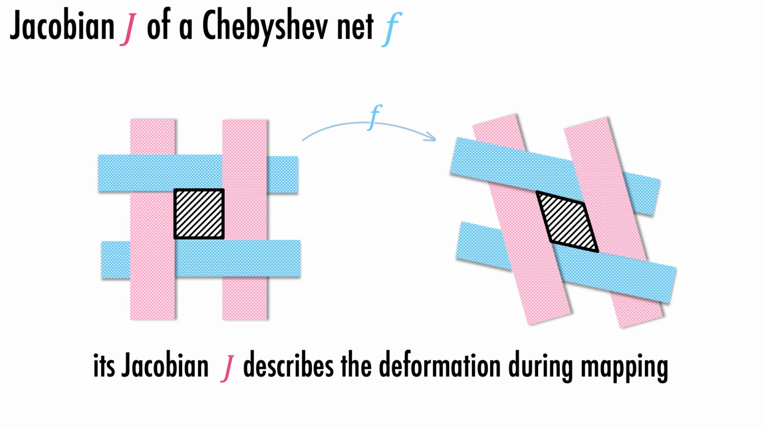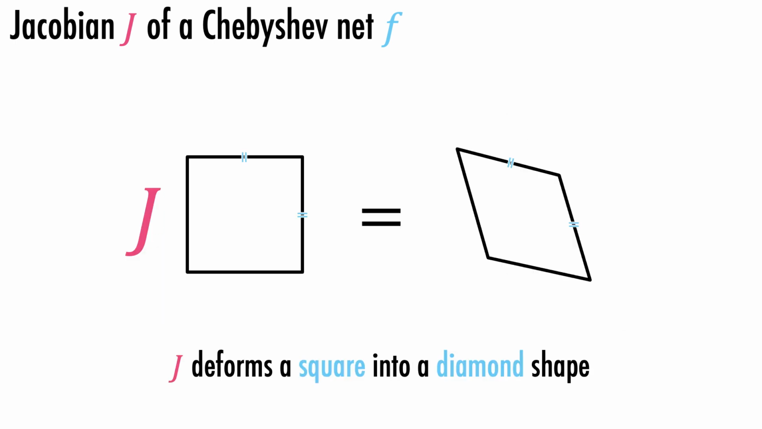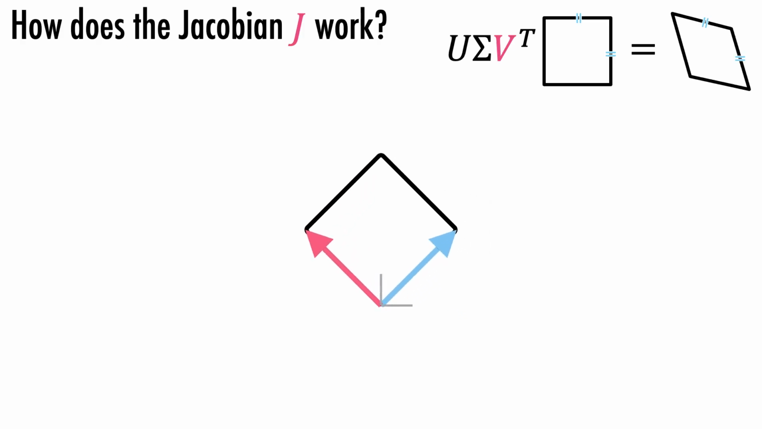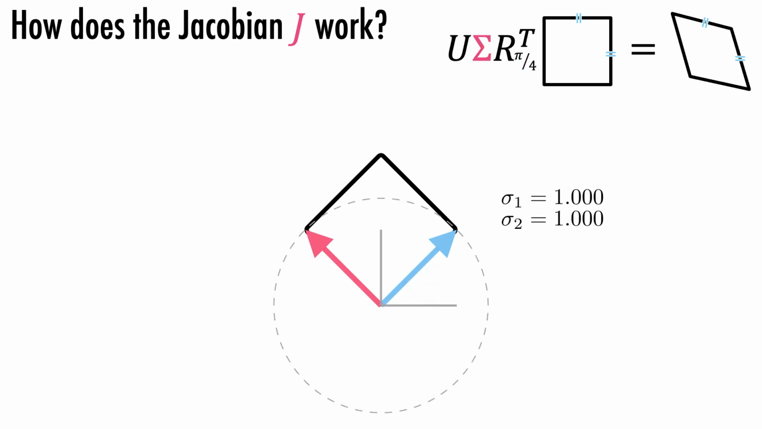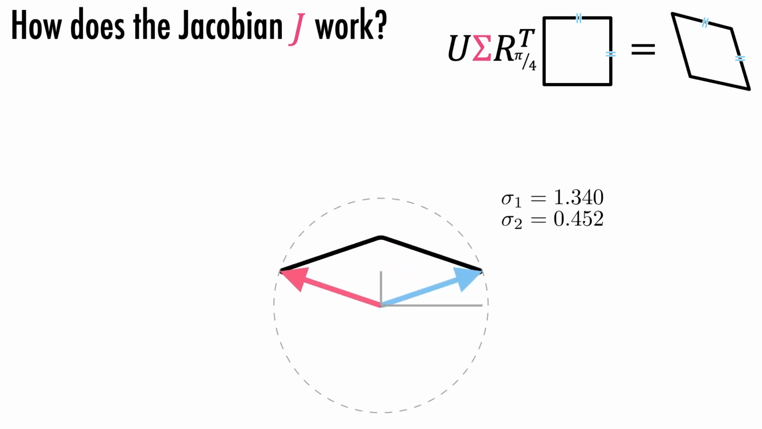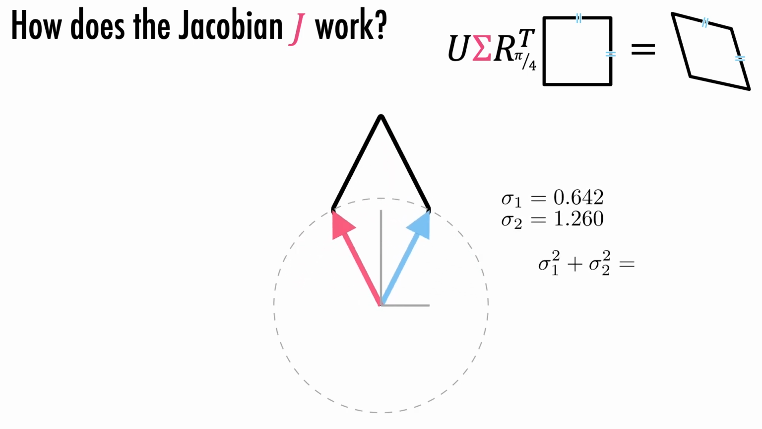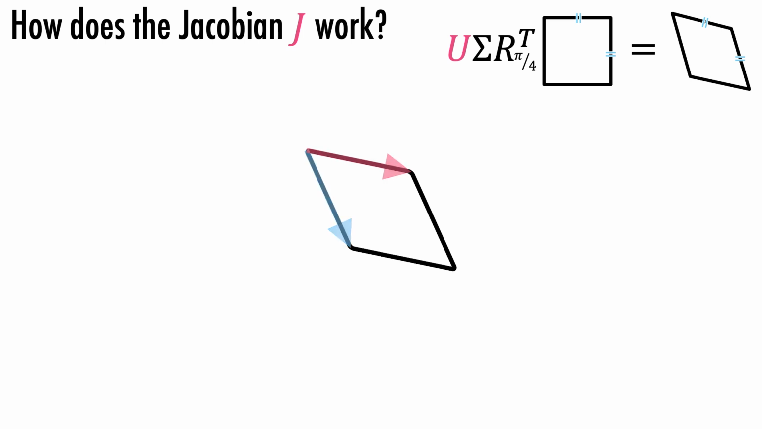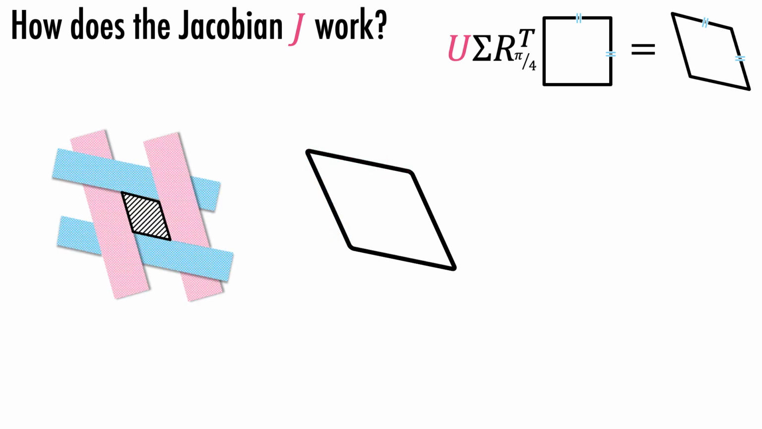For a Chebyshev net, its Jacobian describes how a square is deformed into a diamond shape, where the edge length is preserved. We can take a closer look at the Jacobian by applying singular value decomposition. The V matrix first rotates the square by 45 degrees, which aligns its diagonals with the coordinate axis. The sigma matrix then stretches along the coordinate axis while maintaining the original edge length. The two singular values should be constrained to ensure the edge length is preserved. This results in a diamond shape. Finally, the U matrix rotates the diamond shape to align it with the yarn directions in the deformed configuration.